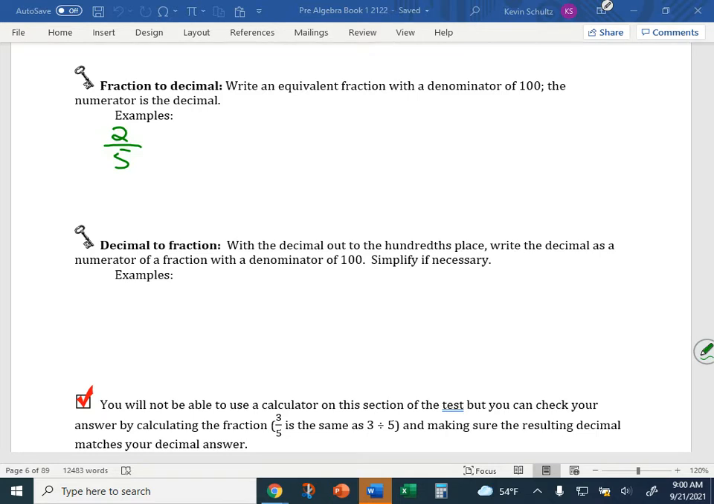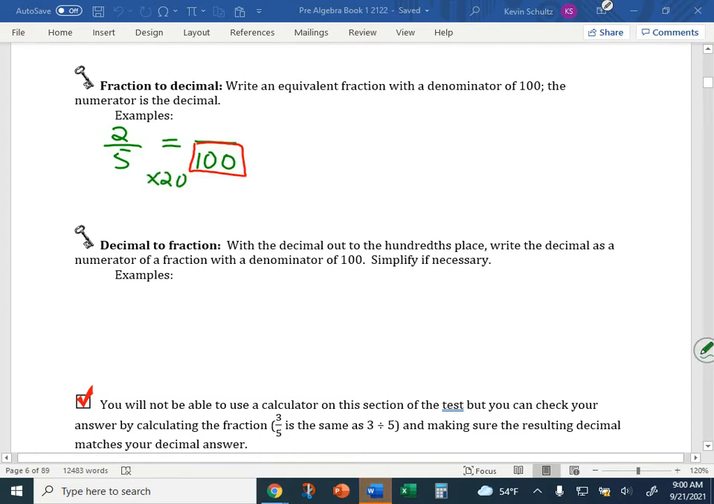Why 20? Why multiply by 20? Right. To convert a fraction to a decimal without a calculator, we want to rewrite it with a denominator of 100. That's kind of your key here. That 100 is your key. And as Haley said, in this case, to get from 5 to 100, we multiply by 20, which you then also do to the numerator, which gives us 40 hundredths.